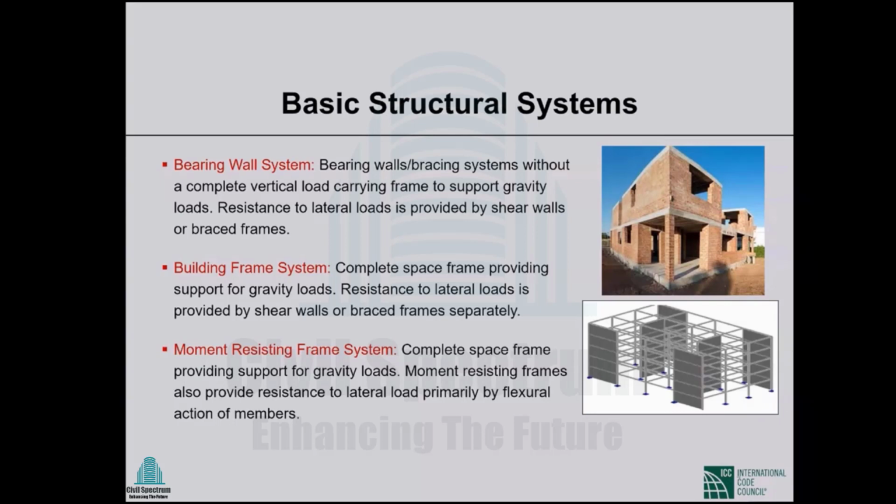Now, what is a moment resisting frame system then? In the moment resisting frame system, we all know that the beam column frames carry both the vertical gravity load and the lateral load.